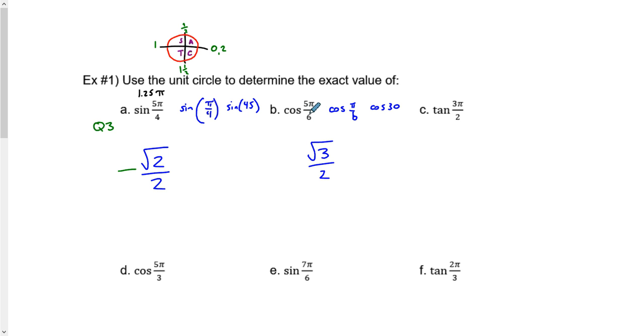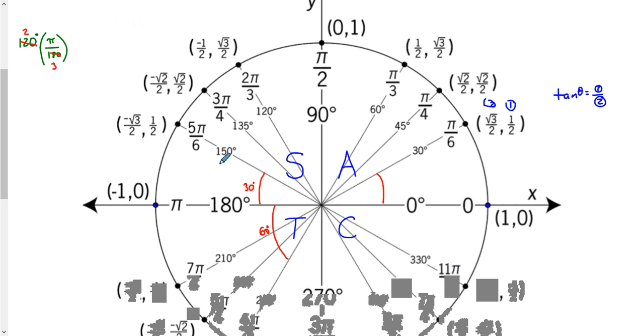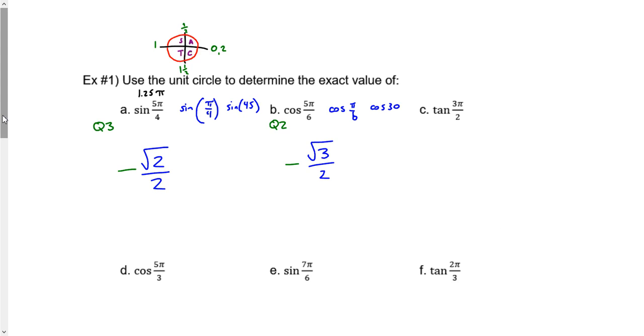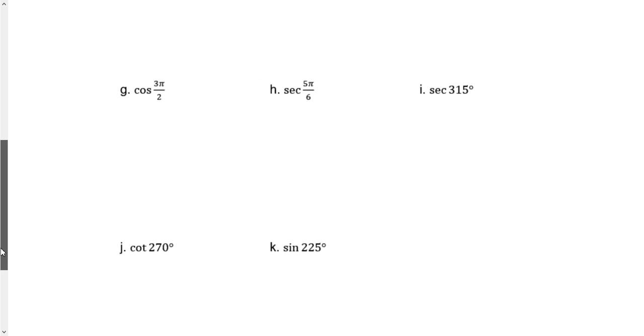But 5/6 is not a full pi. It's definitely more than half, but it's not a full pi, which means we are in quadrant 2 here. 5/6, negative root 3 over 2. So let's go to our unit circle to take a look at this. 5 pi over 6 is right here. Our cosine is negative root 3 over 2. I made this entire page of these. Yes, I did. Perfect.